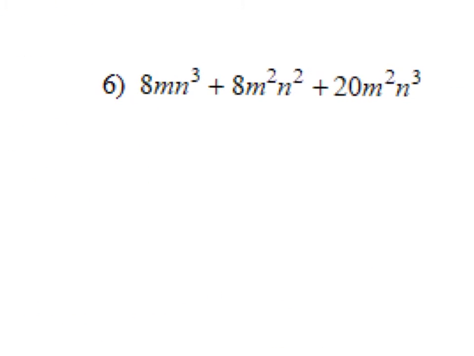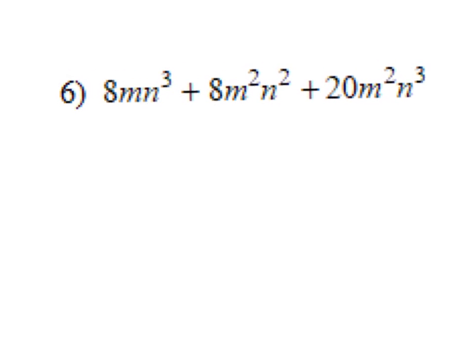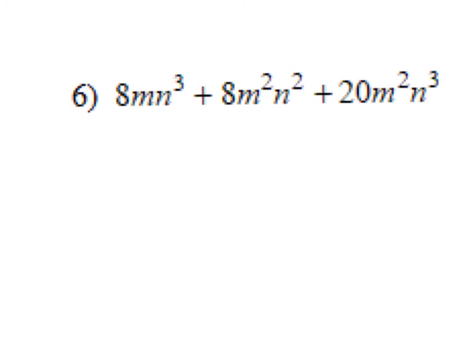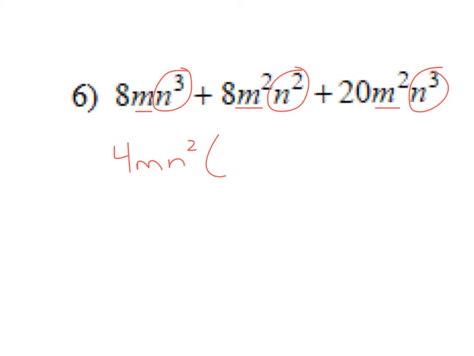Okay, on number 6 here, this is kind of just a hot mess. It's a trinomial, but it doesn't follow a pattern, so all you can do is pull a GCF here. So I'm going to pull out a 4, and then if I'm looking at my m's, I've got m, 2, and 2, so I'm only pulling 1 out. My n's, I've got 3, 2, 3, so I'm going to pull out 2. Remember, we're always just pulling the smallest.